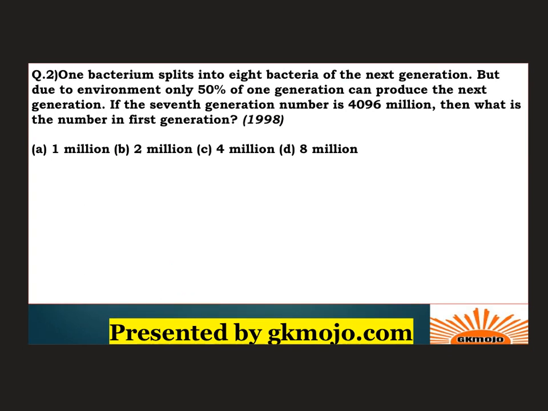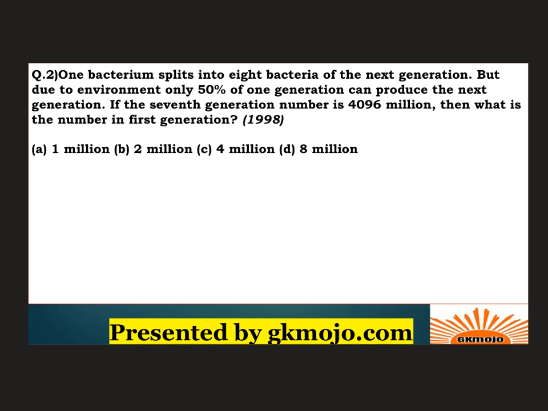So let's have a look at the second question. Again, a very important question and a very important template in all the mocks and CAT examinations especially. This question is frequently repeated in CAT and XAT. One bacterium splits into 8 bacteria of the next generation. But due to environment, only 50% of one generation can produce the next generation. If the 7th generation number is 4096 million, then the number in the first generation is?